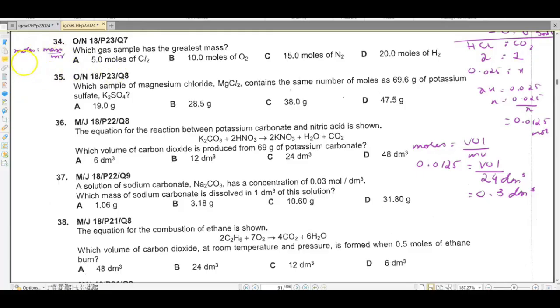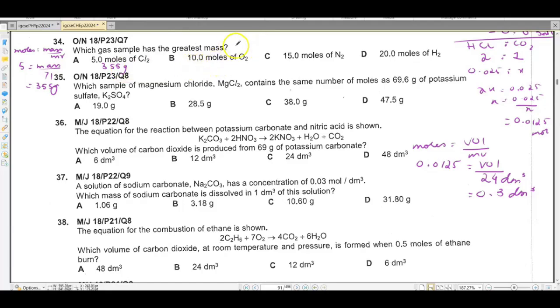For A, we have 5 moles. So the mass would be moles times the Mr of Cl2. Cl is 35.5, into 2 is 71. 71 into 5 is going to give us 355 grams. Okay? So 5 moles of Cl2 has a mass of 355 grams.